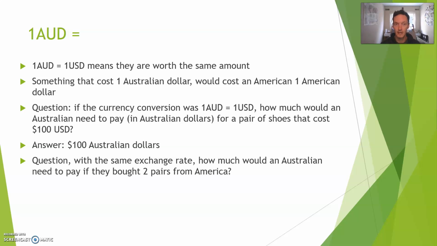If the exchange rate is the same, $1 Australian equaling $1 American, how much would an Australian need to pay if they bought 2 pairs from America, with each pair costing 100 US dollars? Pause the video and have a think of your answer. And the answer here would be 200 Australian dollars. And the Australian dollars is important. You can't just say 200. 200 which? American or Australian? And here we're trying to find what the Australian one is.